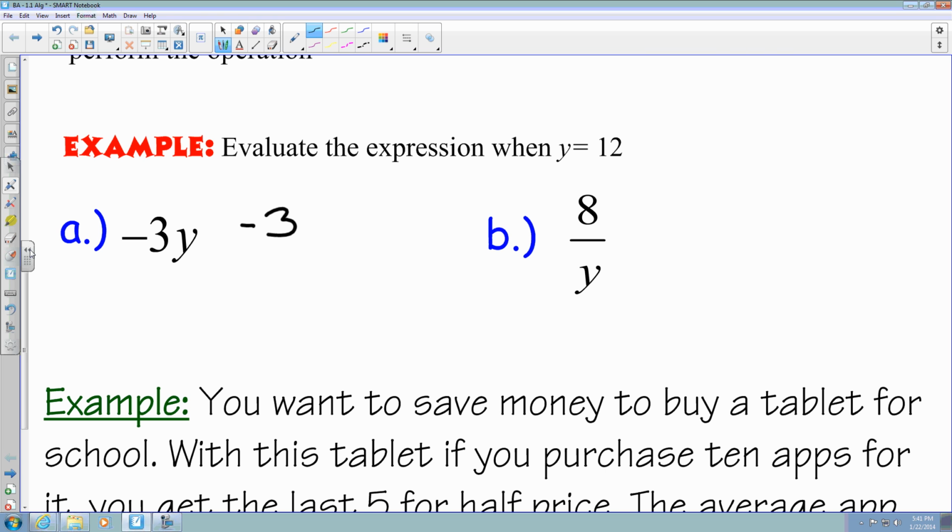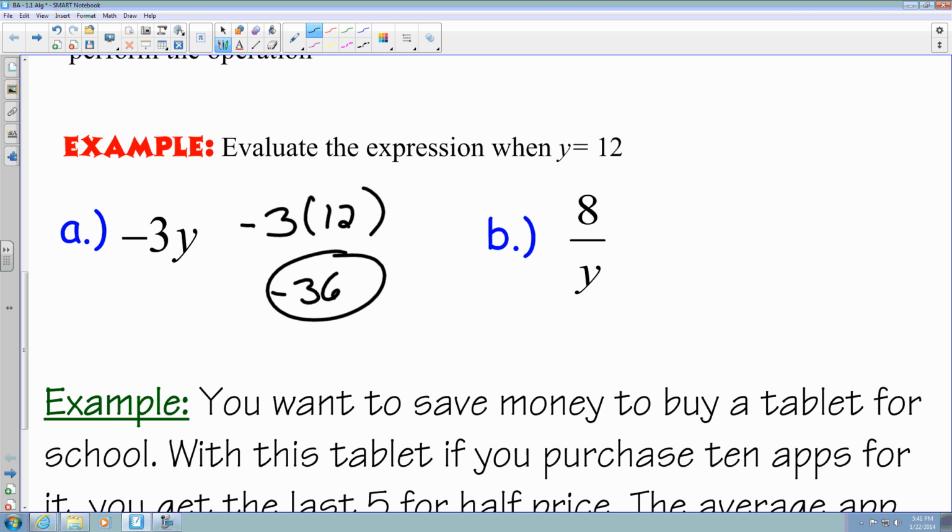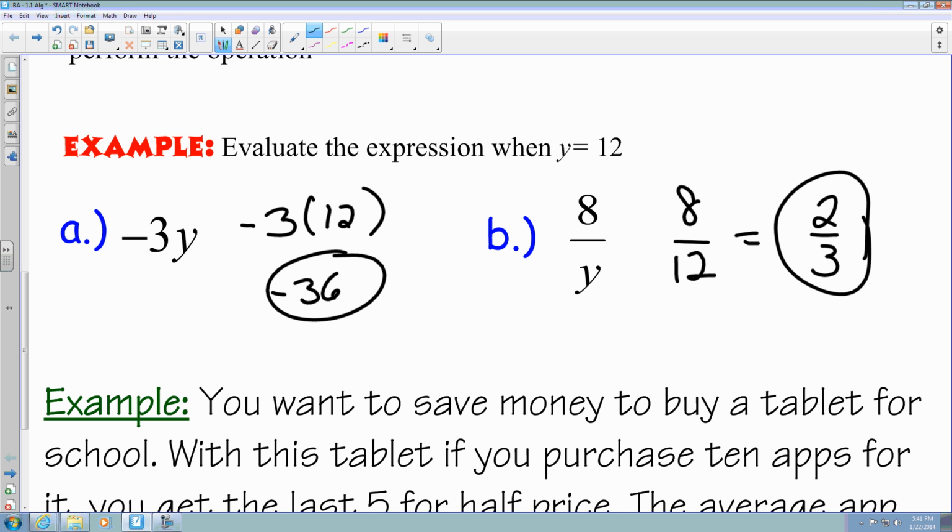So all I'm going to do is type in -3, and then in parentheses, I'm going to replace y with 12. Now all I have to do is the operation, which is multiplication, -3 times 12, and that gives me -36. Looking at B, I'm going to substitute in y for 12, and 8/12 is not in lowest terms, which in lowest terms is 2/3.